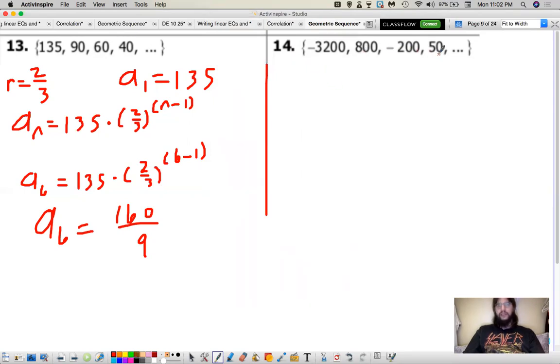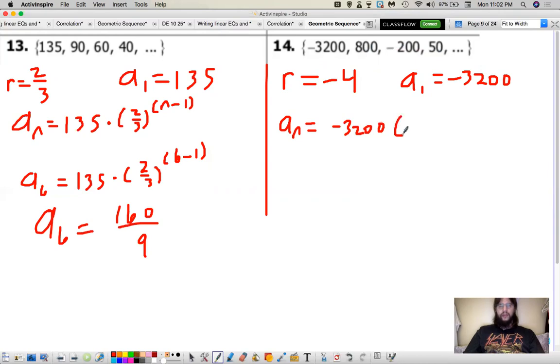Dividing by 4 looks like, yes, indeed, -4, -4. We're starting at -3,200. AN can equal -3,200 times -4 raised to the n minus 1. A6, sorry. -3,200 times -4 to the 6 minus 1.